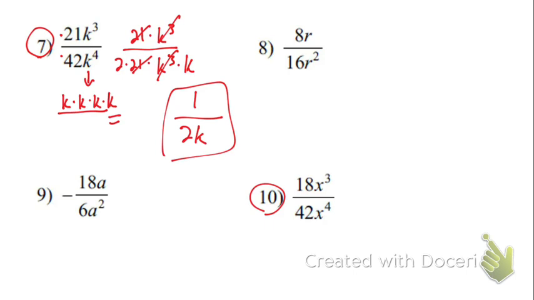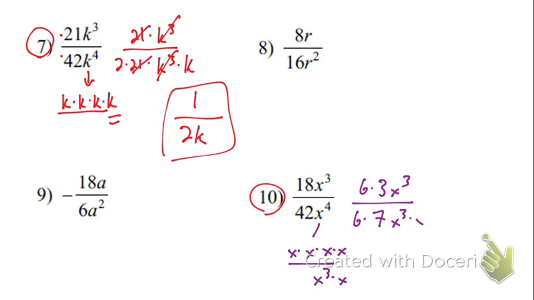And then over here on number 10, 18 and 42, they're both divisible by 6. So 6 times 3, x to the third. And then over here I have 6 times 7, x to, well, see, x to the fourth is going to be x times x times x times x, or x to the third times x. X to the thirds go away, 6's go away, so I'm left with 3 over 7x. They have to match up to go away.